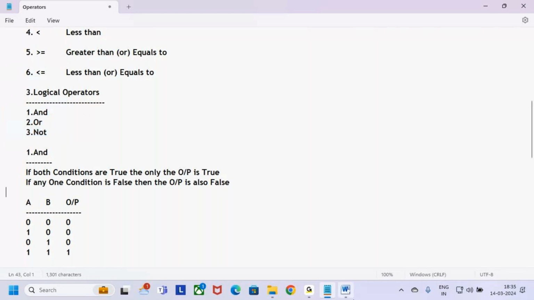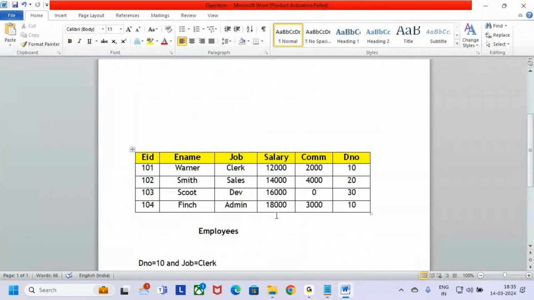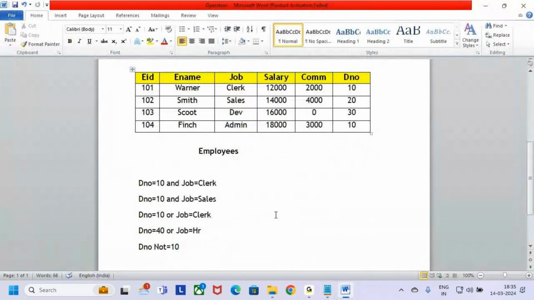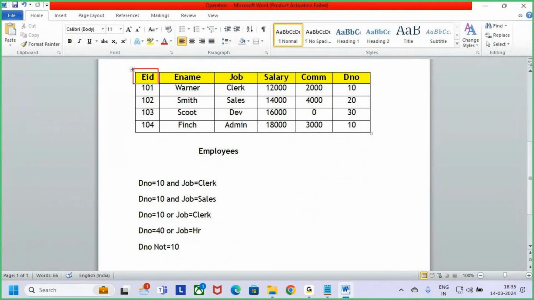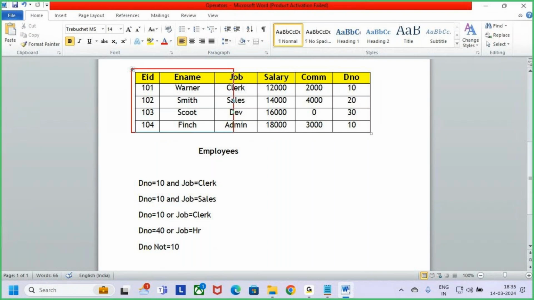Now in the Word document there is one table, that is the employees table. Based on the data in this table, I need to work with the logical operators. First, try to understand what my requirement is. In this table, there are totally 4 employee details. I have the employee number, employee name, job, salary, commission, and department number. These are the columns in this table.